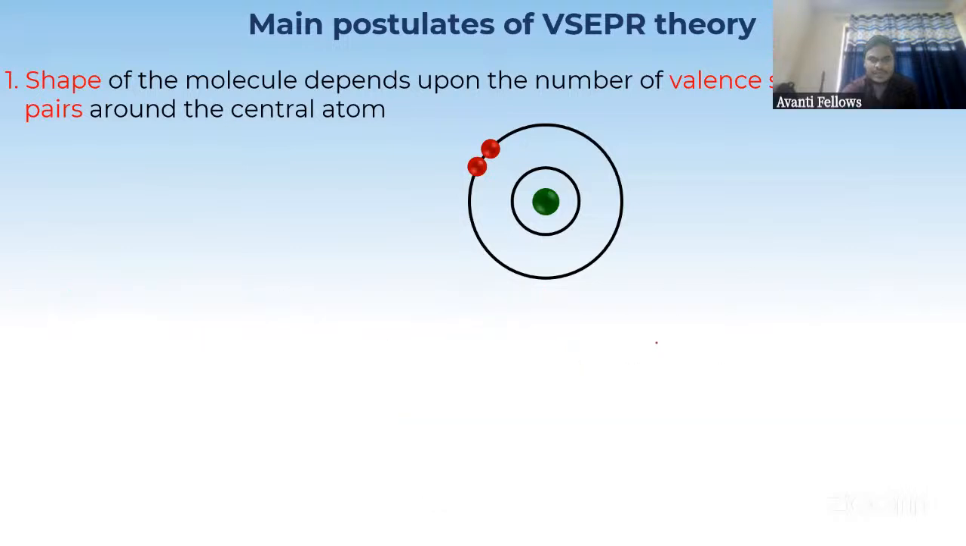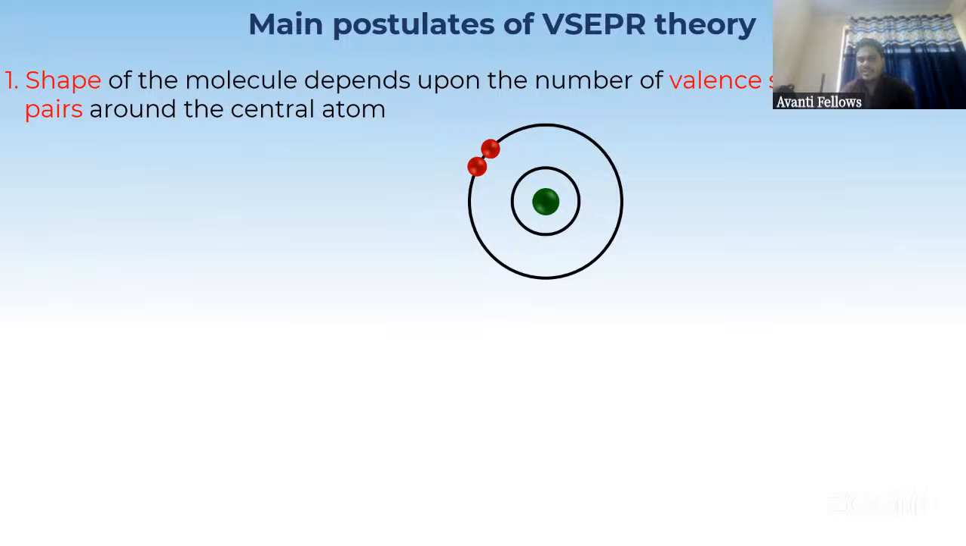Okay. Now, move to the VSEPR theory, because from VSEPR theory a large number of questions were coming, so we need to understand the VSEPR theory as well. Okay, so let's see what are the main postulates of VSEPR theory. VSEPR theory stands for valence shell electron pair repulsion theory. So let's see the main postulates of the VSEPR theory.